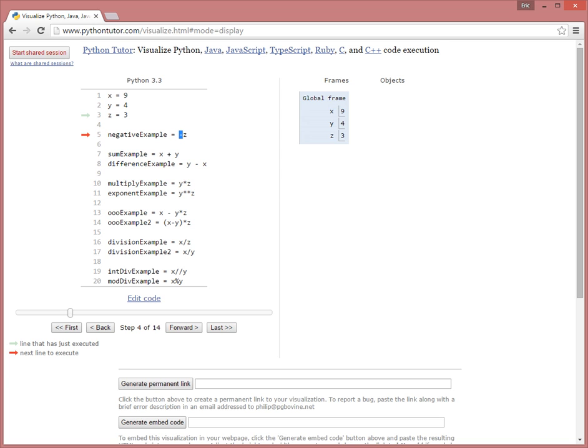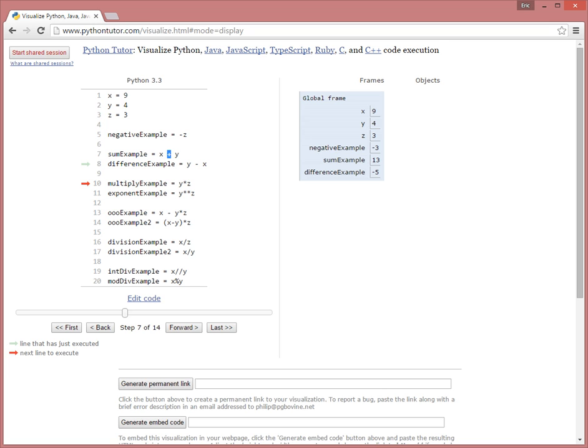So if you have a minus section, that's a negative. So the negative example, it just becomes a -3, just as you expect. Sum works in the same way. Y plus x is 13, 4 plus 9. Difference, also the same thing. You'll notice how if there is a negative in front, it's because order does matter, and order will change the way it computes. We then have multiply and exponent examples.